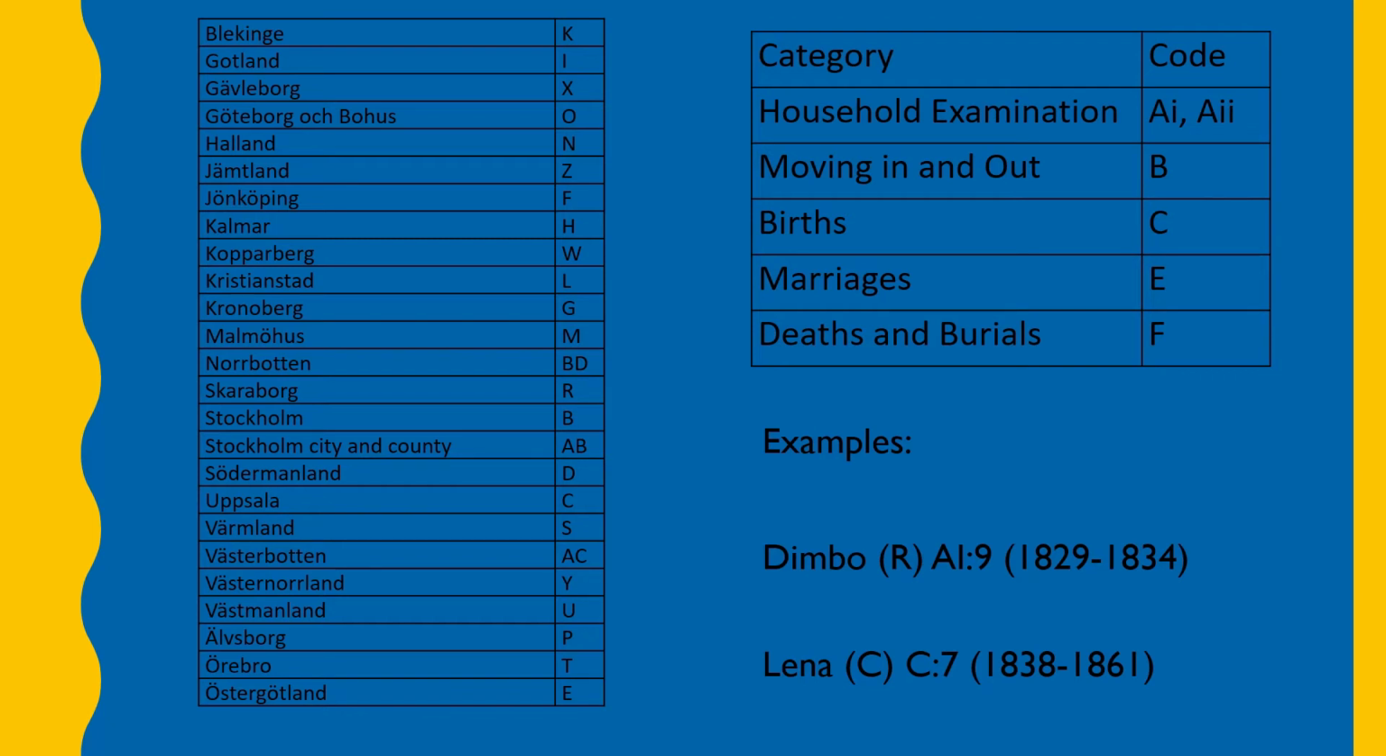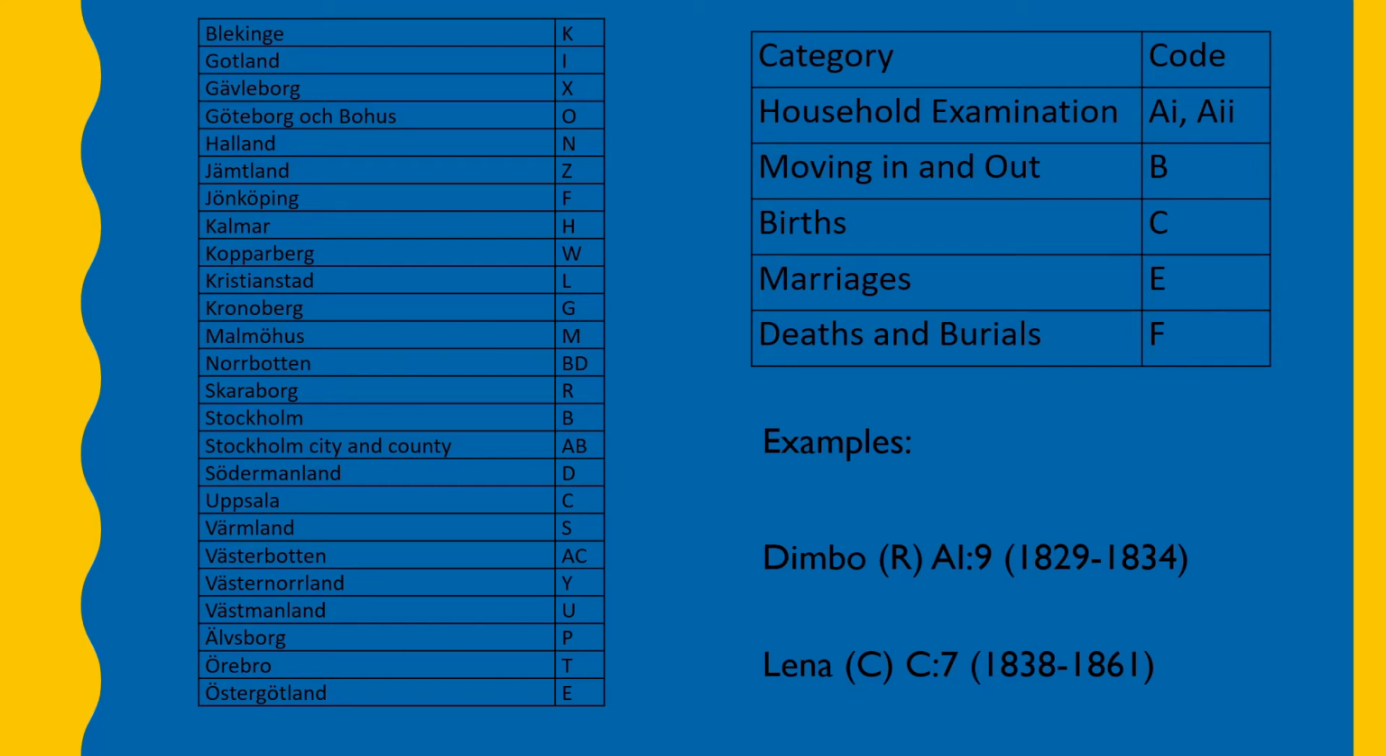But be aware of that, as well as sometimes it will be several books that cover the births. So maybe in Dimbo, between 1829 and 1834, they needed 2 books for all of the births. And so there would be 2 books with a code C, not the code AI. There'd be a code C, and then the number 7 and 8. That shows that there are 2 consecutive books. That's something also to be aware of.